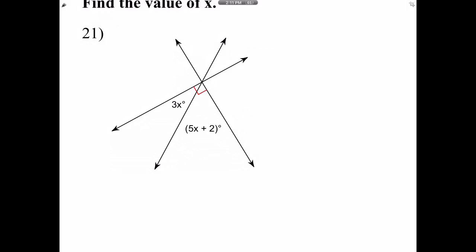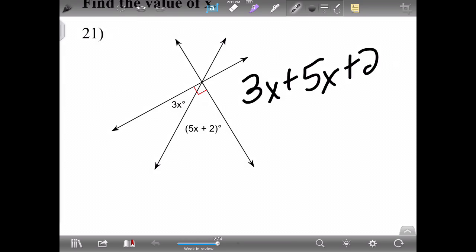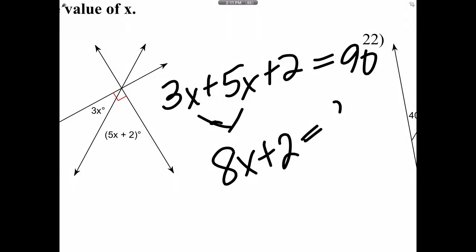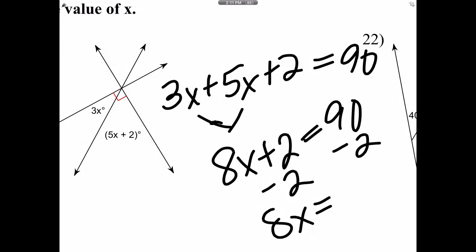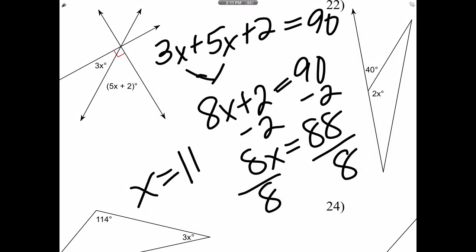We know this is a 90-degree angle, so we say 90 degrees. And then we have, sorry, I put that over too much. Okay, so we would have 3x plus 5x plus 2 equals 90 degrees. So we add what we can. We combine like terms. 8x plus 2 equals 90. Subtract the 2 from both sides. 8x equals 88. And then finally, we divide both sides by 8, and x equals 11 degrees.